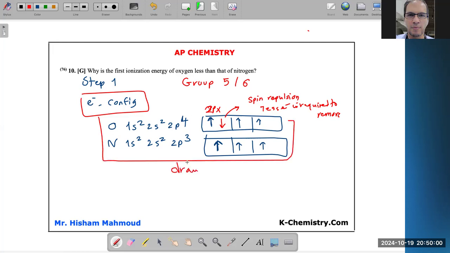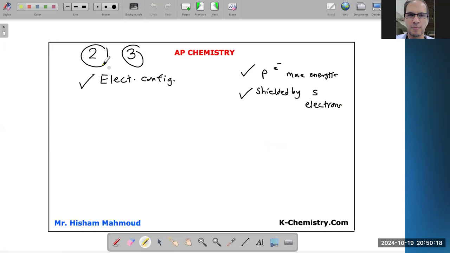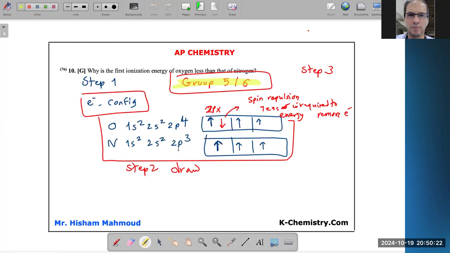So number 2, draw the box, and number 3, spin repulsion means less energy is required to remove the electron. Always this is for the exception between group 5 and 6. I will always say like that, and this is the exception between 2 and 3. I will say these three things.